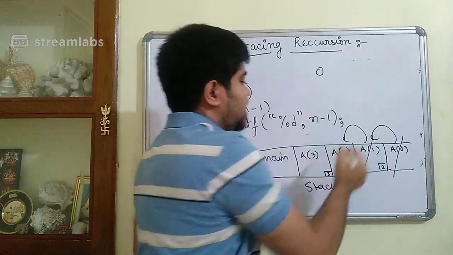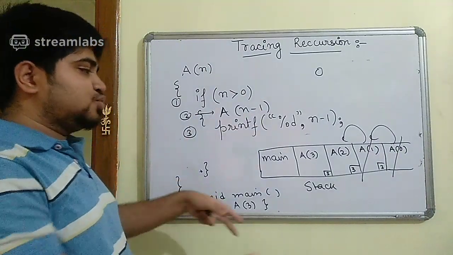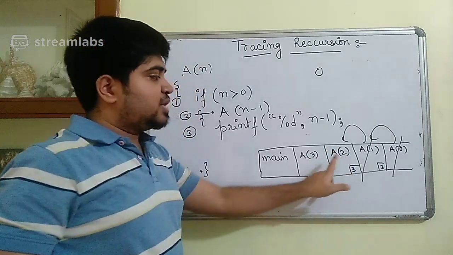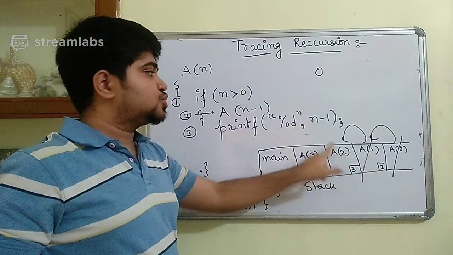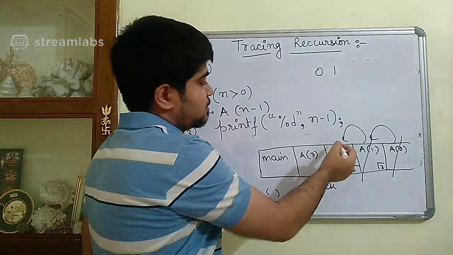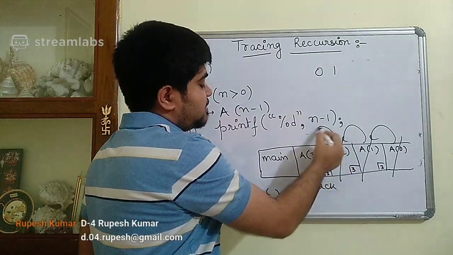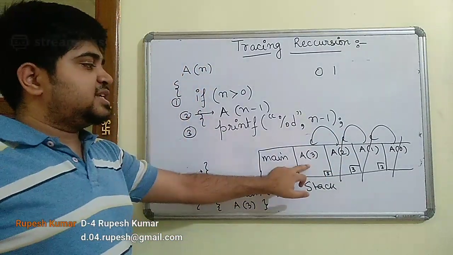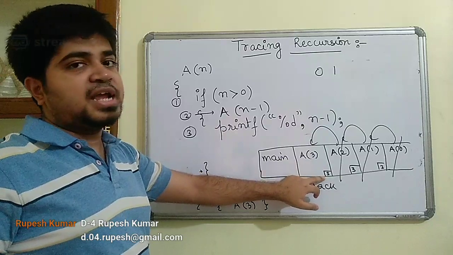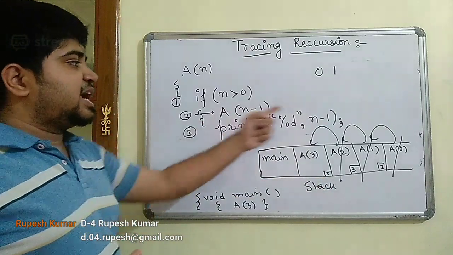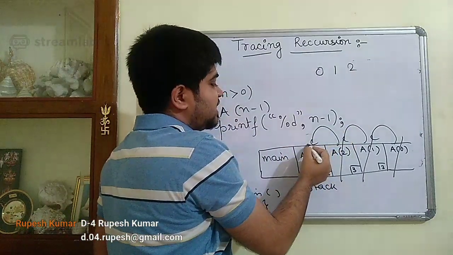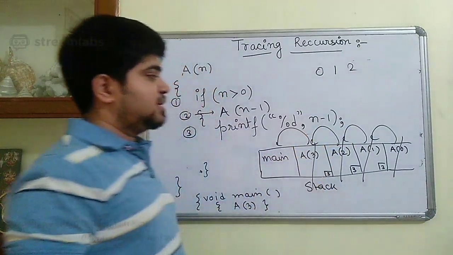Then it comes back to here, because after this it has to return back to its previous calling function. A of 2, over here n is 2, so n minus 1, if we print it, it is 1, and it comes over here. And after this, in 3, n is equal to 3, so the third line which is printed, that is n minus 1, 3 minus 1 is 2, so 2 is printed and it comes back over here, right?